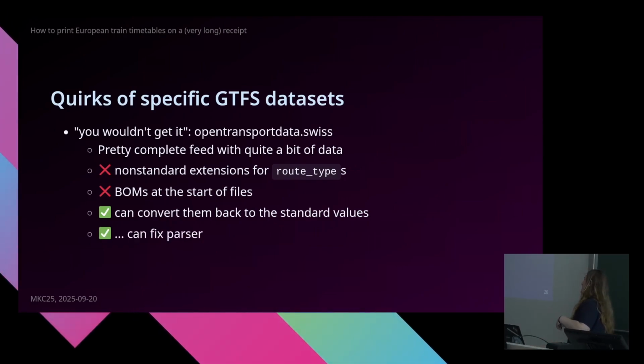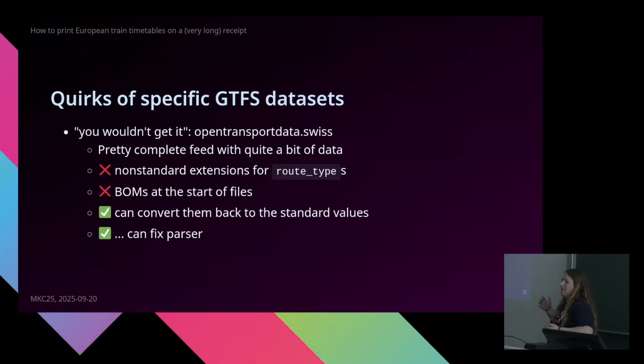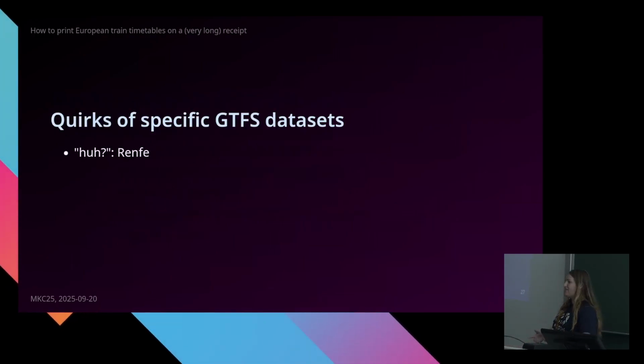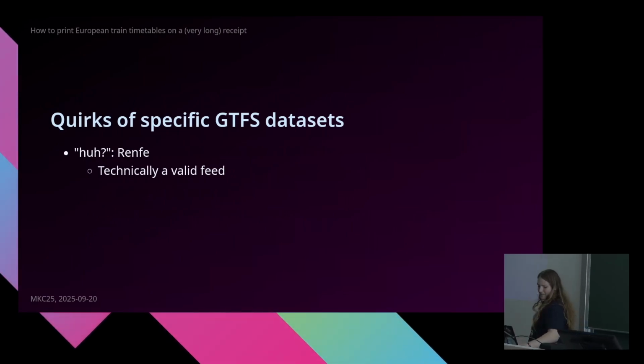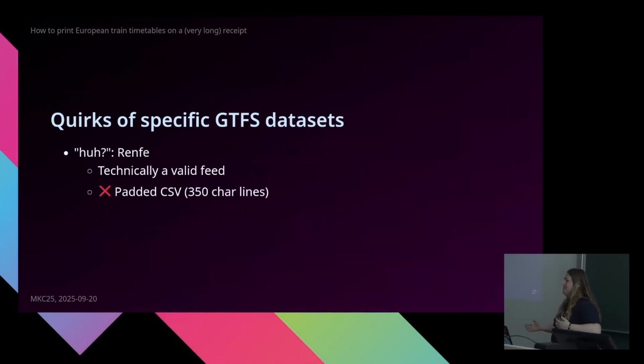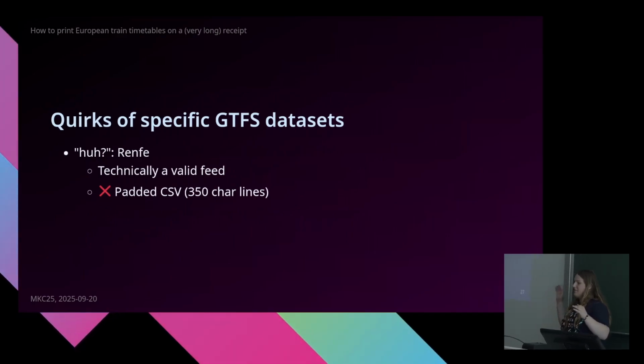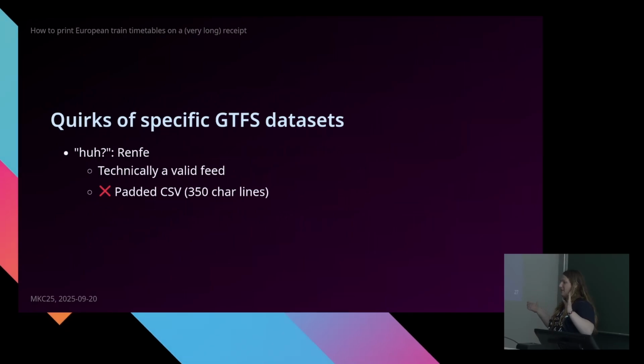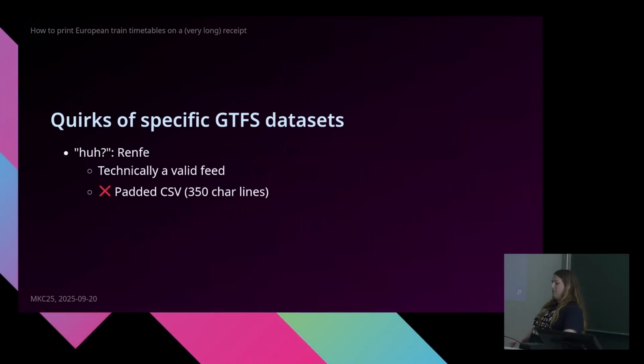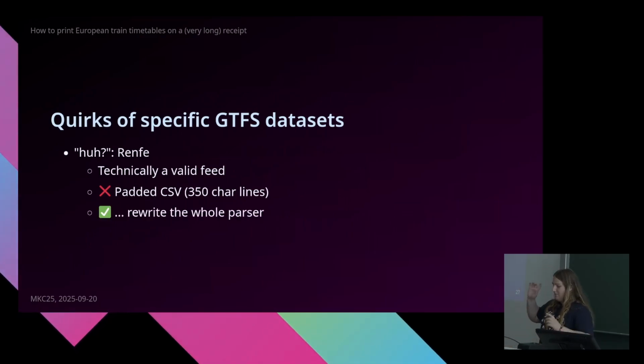And we can fix the parser to better handle byte order marks and not crash when they see it. Then there's Renfe, which is technically a valid feed, but they put padded CSV for whatever reason. Not every column in the CSV is being padded. It's just each row is being padded to 350 characters, regardless of what there is. Same thing as before. Very, very unnerving. But we can just rewrite the whole parser.